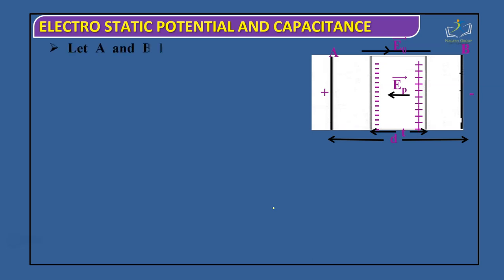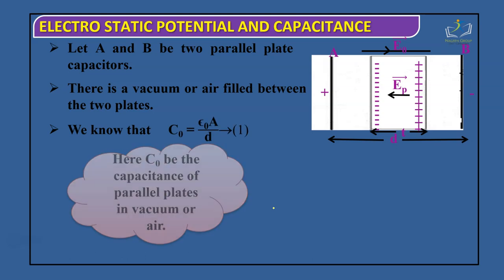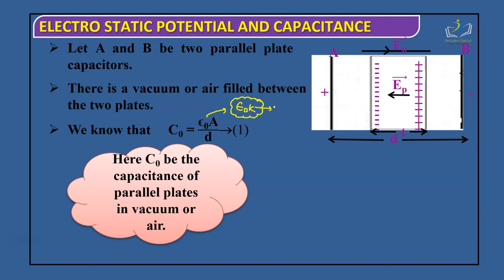So, A and B are two parallel plate capacitors, with vacuum or air filled between the two plates. We know C is equal to epsilon naught A by D. Here, C naught is the capacitance of a parallel plate capacitor in vacuum or air. If we introduce a medium, the value changes in this form: epsilon naught K arises there, and K is the medium constant.